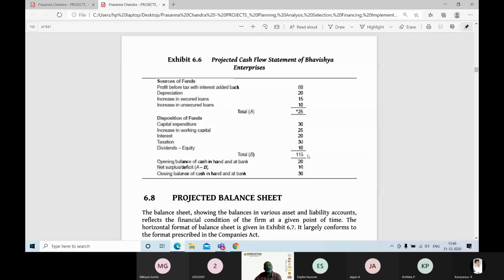Here is the projected cash flow statement example, sources of fund, the same. Previously we mentioned the sources of fund and the deposition of funds. The sources of fund here is 125, and the deposition of funds is 125 like that. They calculated taxation, dividend, everything, and 115. Then the opening balance in cash in hand and bank, net surplus is equal to A minus B, that is 10. So the opening balance is already there in the account, and you have to point out that amount. After that, A minus B is 10, and the closing balance at present is 30. Like that you have to calculate it.